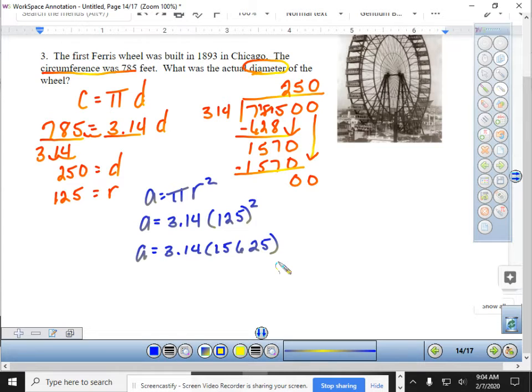That is a giant number. So let me ask y'all a question. About what is the answer going to be? We're like 5,000. No, 45,000. How'd you get that? Because 15 times 3 is 45. So when I take that and multiply it times 3.14, I get 49062.5.